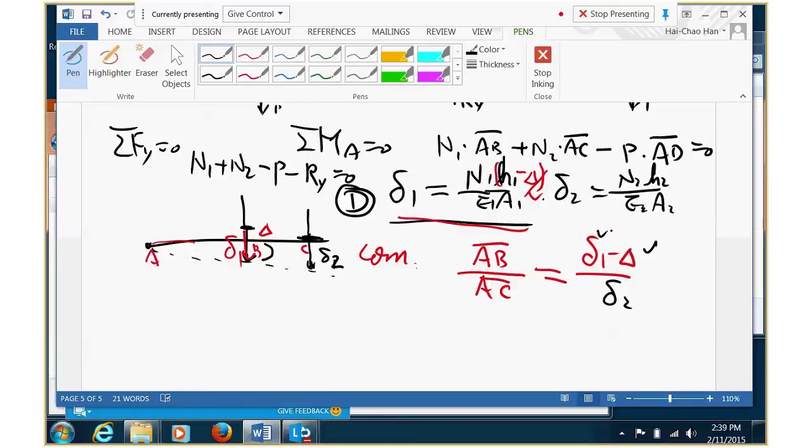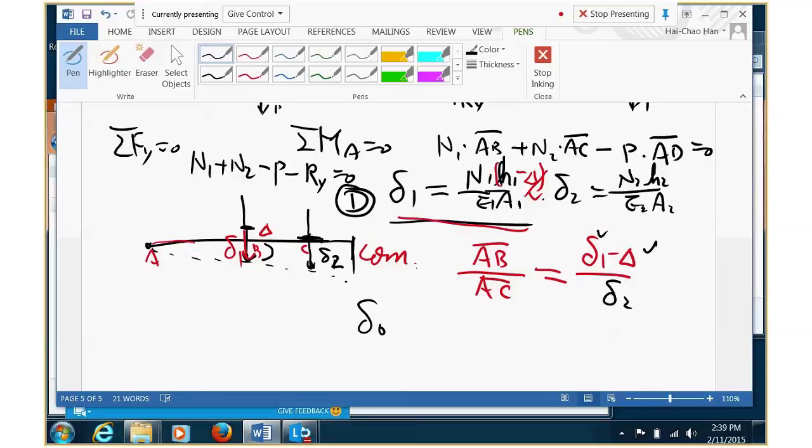All right. Now we have this compatibility. Now can we solve it? Find out what we're looking for. We're looking for delta 0. We're not looking for delta 1, delta 2. We're looking for delta 0. That is the displacement of this end here. But they're proportional. Once you know delta 1, delta 2, you can find this one.